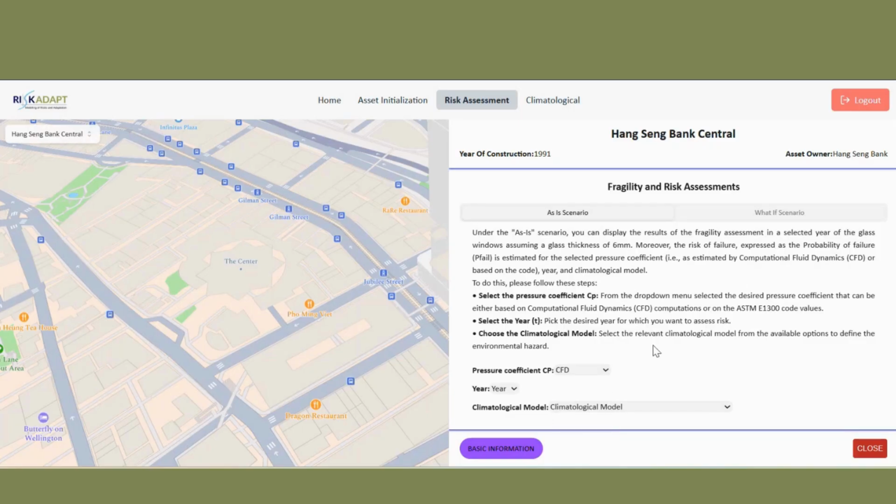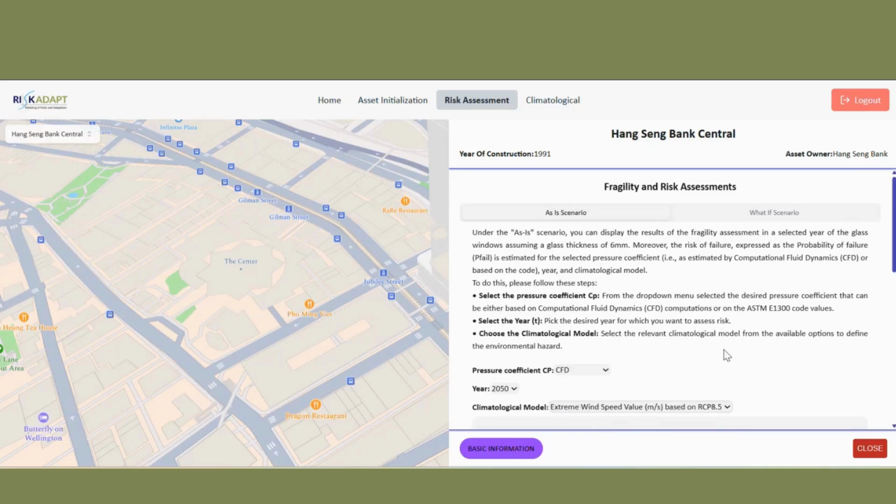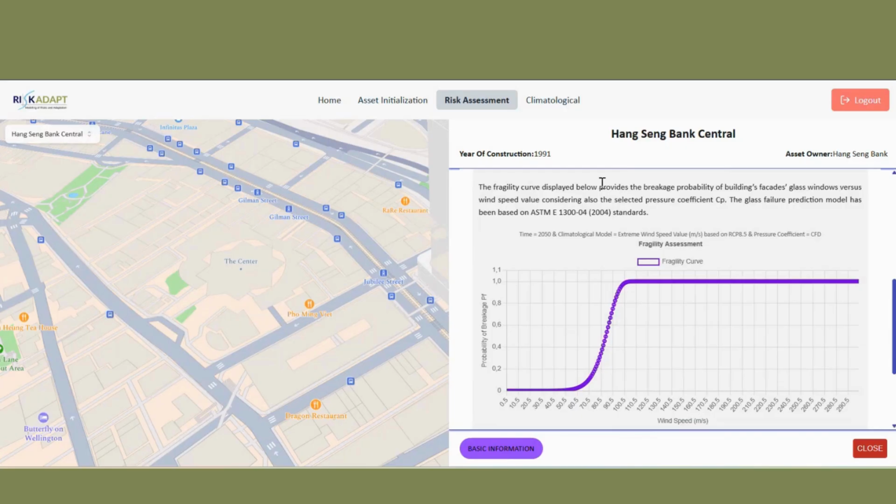If I go with CFD, I'm interested in the CFD. Then here we have data only for 2050 and 2080. We provide the data. I will press the year, and then the climatological model will have only one, the RCP 8.5, which is relevant to SSP 5 8.5. And if I select the climatological model, I get the corresponding fragility curve.